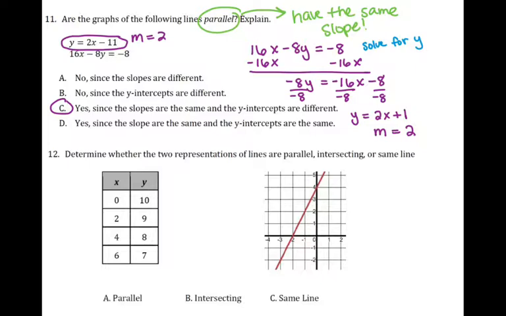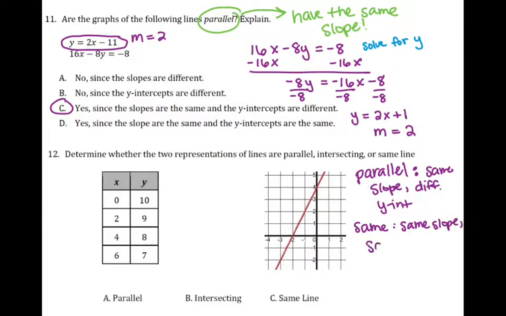Number 12. Determine whether the two representations of lines are parallel, intersecting, or the same line. So let's talk about a few things. Parallel would be the same slope, different y-intercepts. If it is the same line, it would have the same slope and the same y-intercept. And if the lines are going to eventually intersect, they're just going to have different slopes.